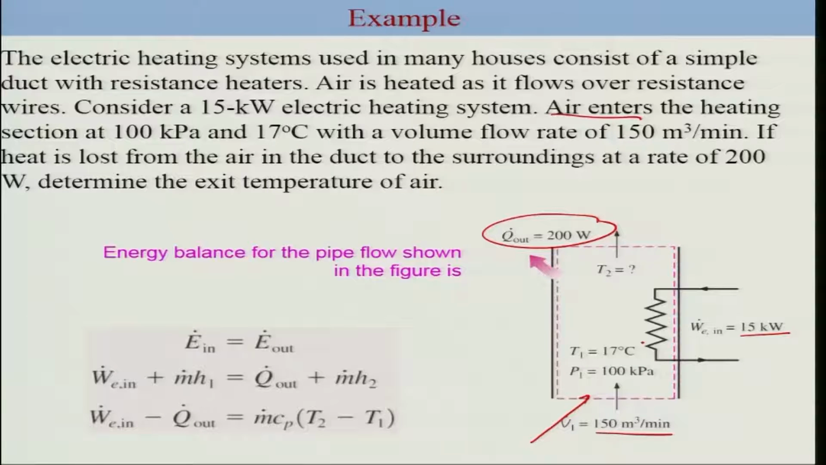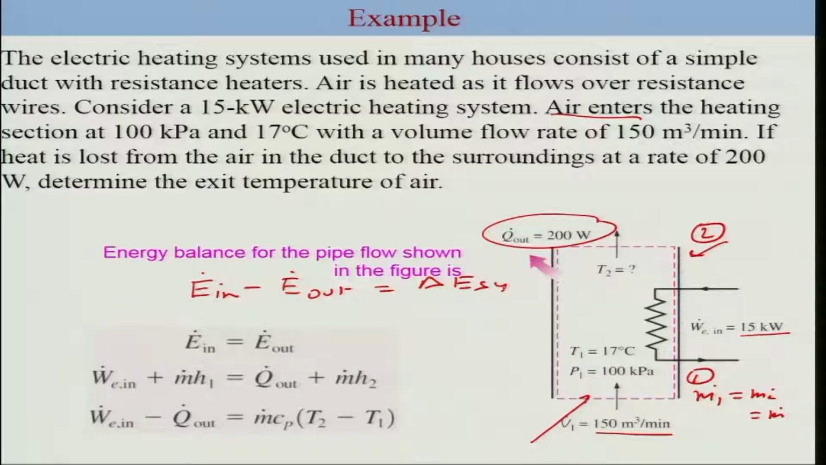We'll go with the simple mass balance, considering it is a steady flow. Of course m1 dot should be m2 dot, where this is 1 and this is 2, and this should be m dot. Considering the steady flow condition, the net energy transfer to the system, E in dot minus E out dot, would be 0. So what you get is E in dot is equal to E out dot.